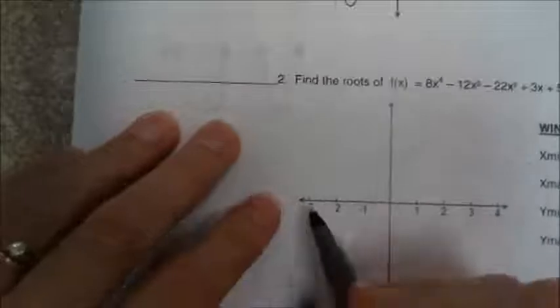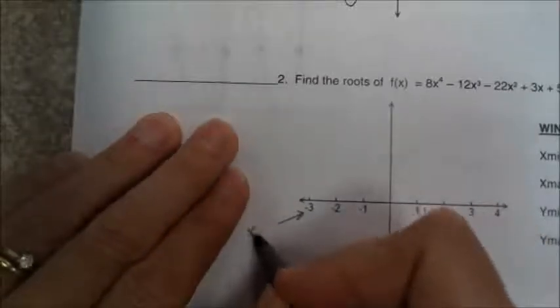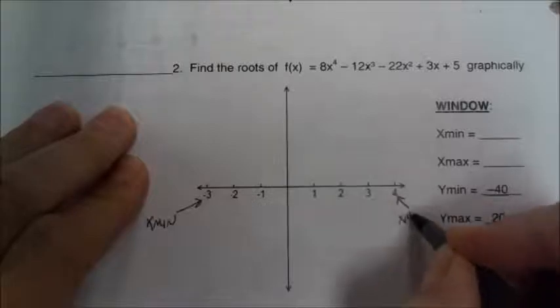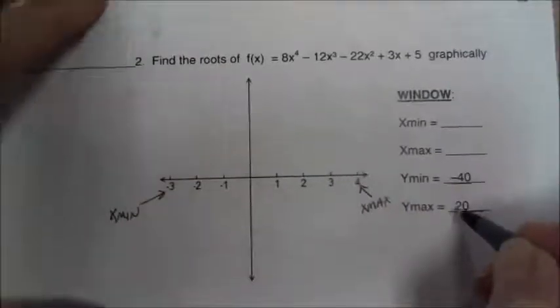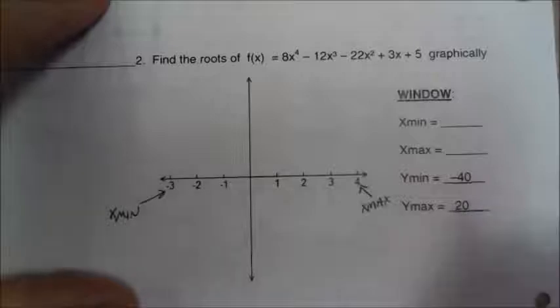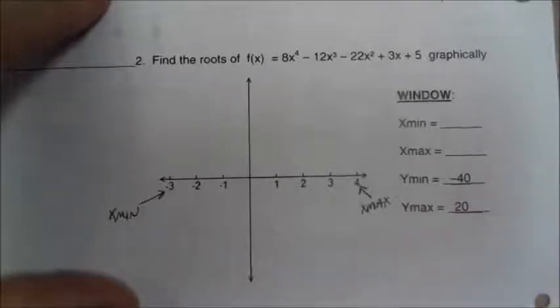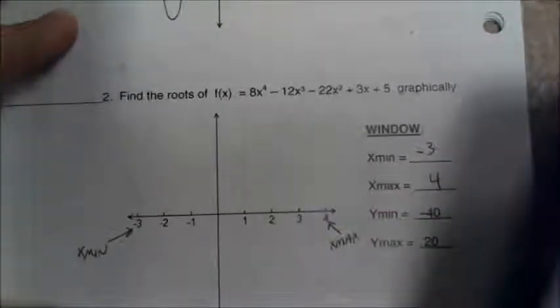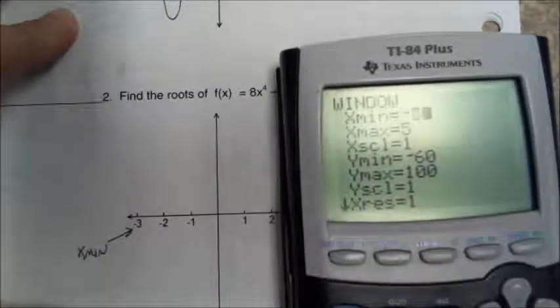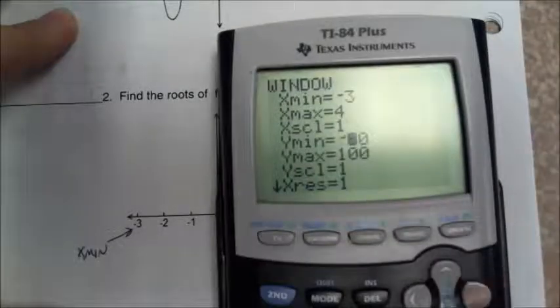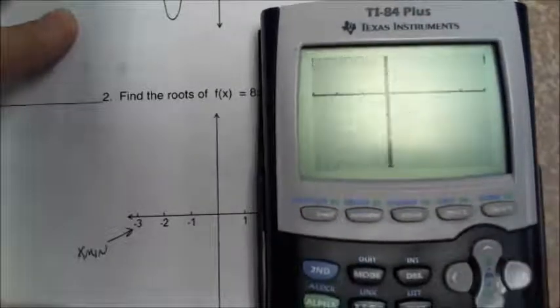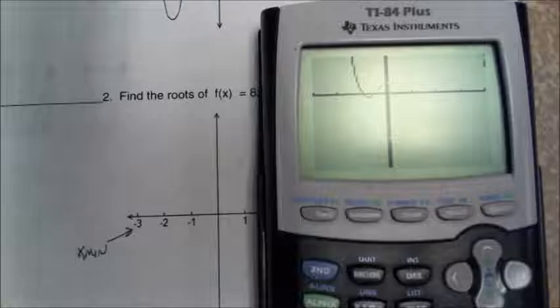Now this x-min is going to change. This x-min is now -3. Look at that. The x-max is now 4. And I'm telling you to go down to -40 and up to 20 on your y's because I did this before and I knew how high it had to go. So let's just change this to -3 to 4. And then we'll change our window: -3 to 4, and what I tell you, -40 to 20. And then we'll just press the graph button and see what that one looks like.